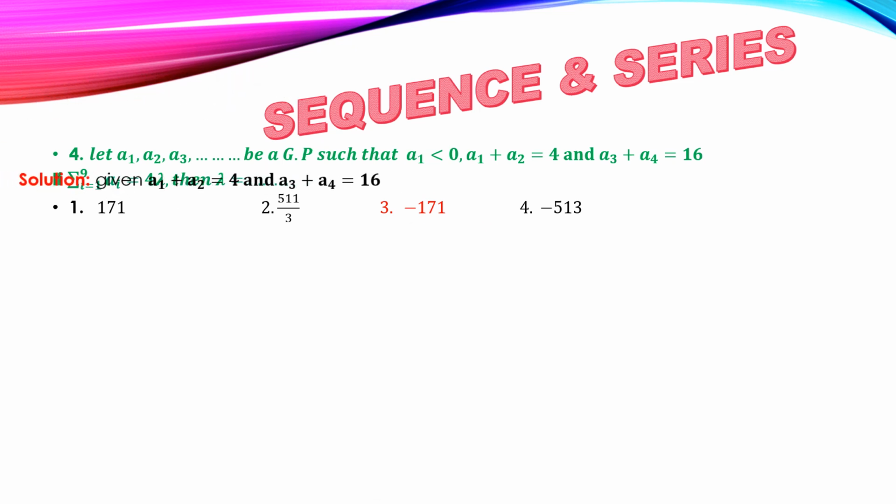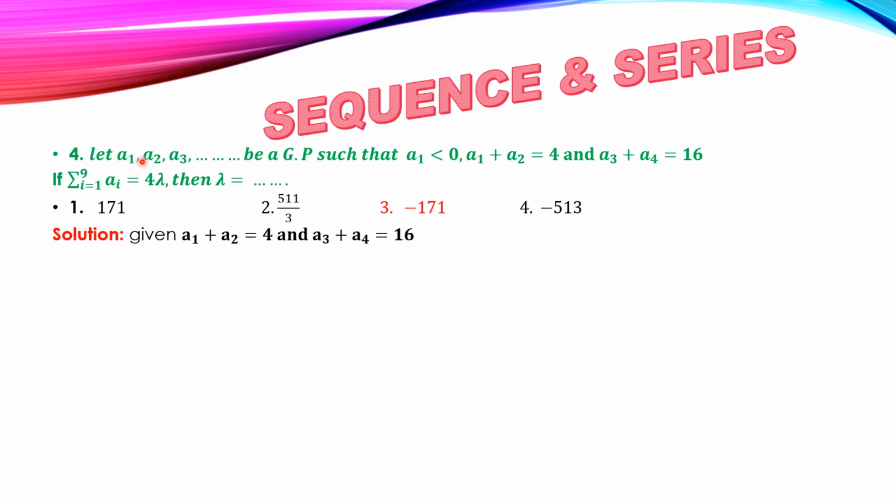Now we observe the solution of this problem. Here two conditions are given: a1 plus a2 equals 4 and a3 plus a4 equals 16. Here a1, a2, a3 and so on are terms in GP, so they are of the form a, ar, ar square, ar cube and so on. Here the first term is a, the second term is ar, the third term is ar square, the fourth term is ar cube.